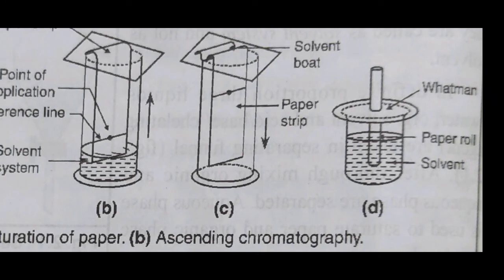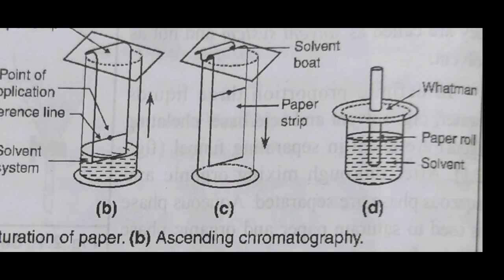Therefore these three are the types depending upon the solvent movement. In diagram B, the solvent moves in an upward direction, therefore this is ascending chromatography. In diagram C, the solvent moves in a downward direction, therefore descending chromatography. And in diagram D, there is a roll of paper, therefore this is circular or radial chromatography. These are the three types, depending upon the solvent flow.